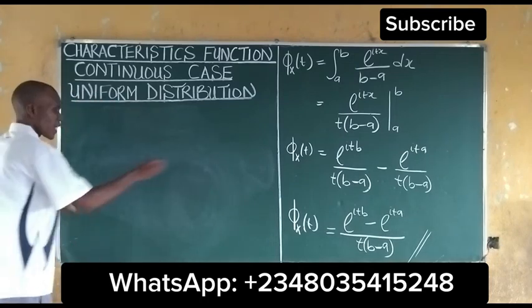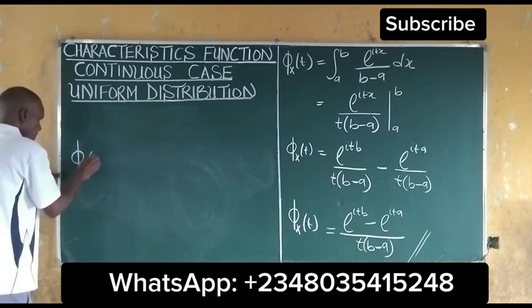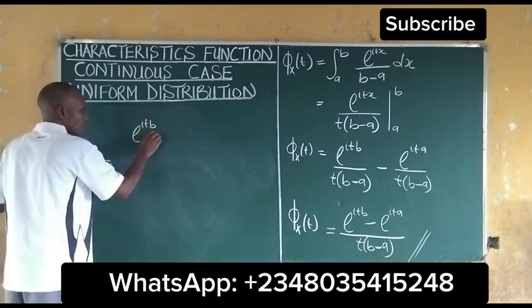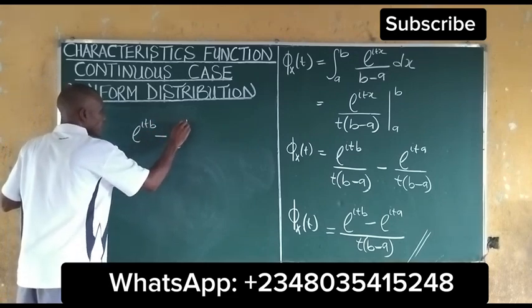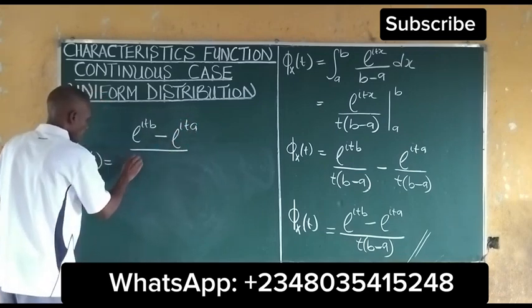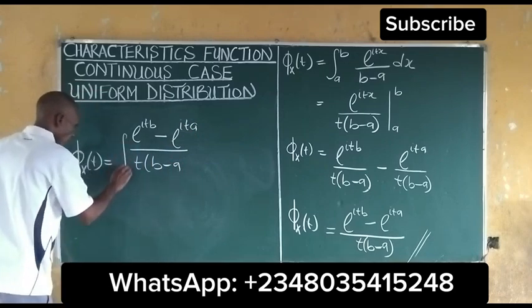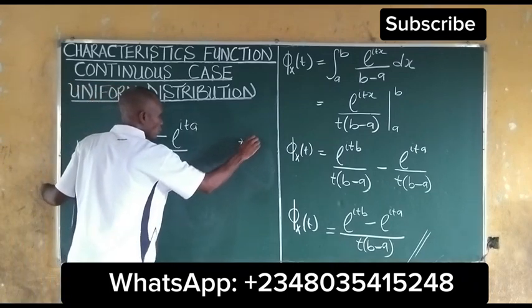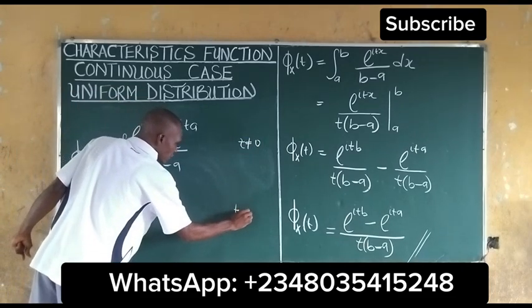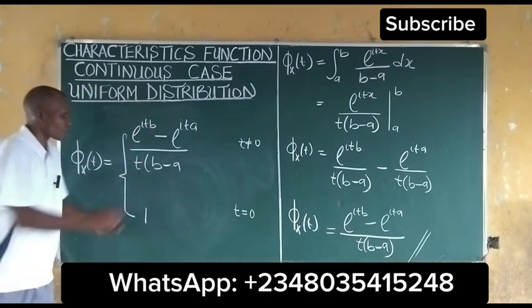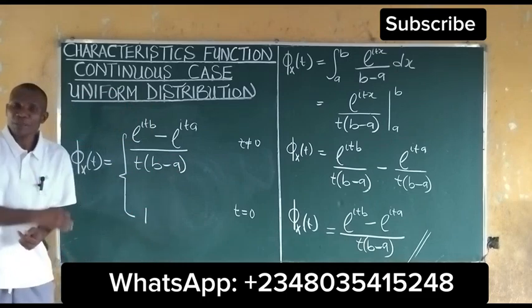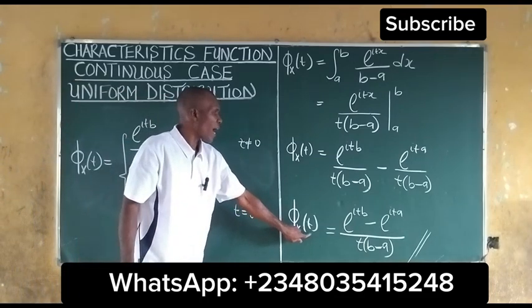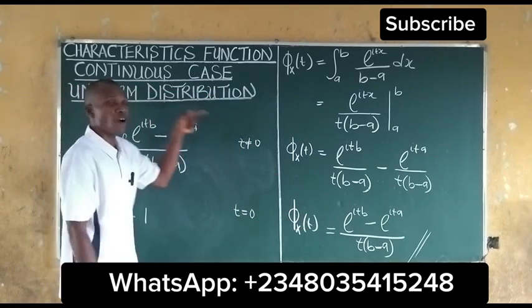We should also note that we can write our characteristic function to be e to the power itb minus e to the power ita all over it into b minus a, for t not equal to 0, and 1 for t equal to 0. So we can put this as this. You should note this. So for this, it will give us the characteristic function for the uniform distribution.